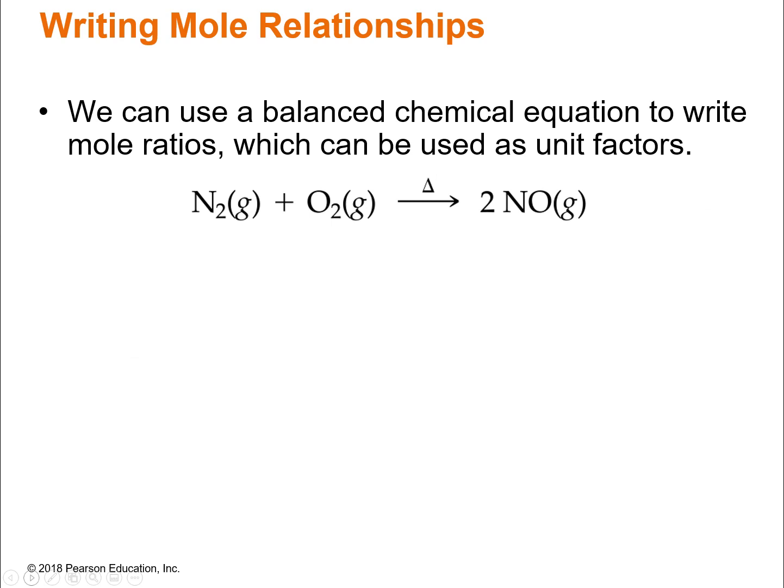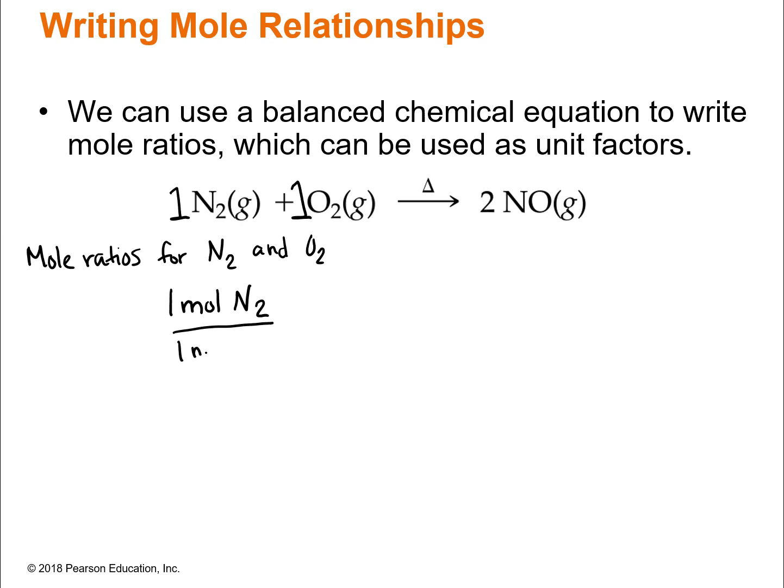From that balanced chemical equation, we can write mole ratios, which we can then use as unit factors to do math. A ratio is just one number, it looks like a fraction, right? So it's one number over another. If I wanted to write mole ratios for the nitrogen gas and the oxygen gas, I would simply look at the chemical equation and see what the coefficients are and write it out as a fraction. We've got 1 mole of nitrogen gas and 1 mole of oxygen gas. That's a mole ratio. The other mole ratio is the reciprocal.